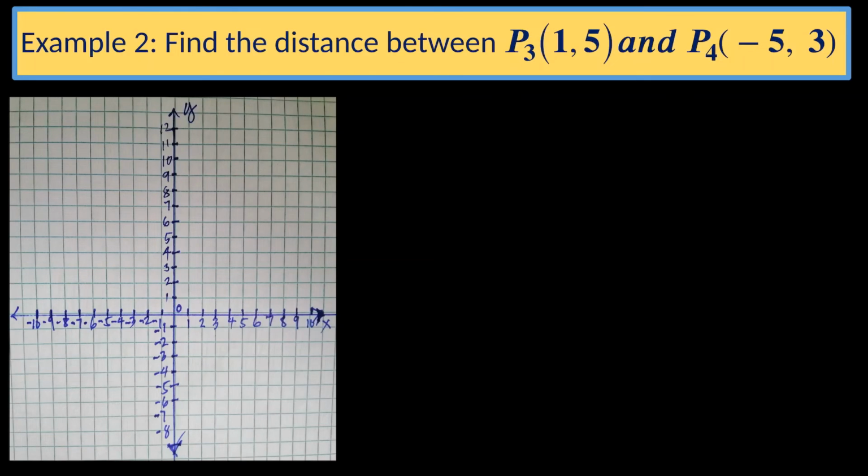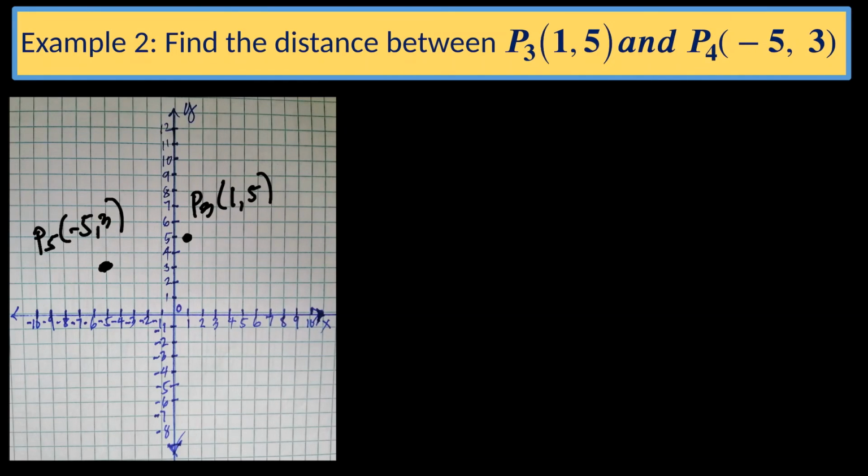Let's have example number 2. Find the distance between P3, or point 3, whose coordinate is 1 and 5, and point 4, whose coordinate is negative 5 and 3. Now, the first thing that you need to do here is again to plot the points. So let's start with P sub 3, 1 and 5. So 1 is here and 5 is here. So this is point 3, 1 and 5. And we have point 4, negative 5 and 3. So negative 5 is here and 3 is here.